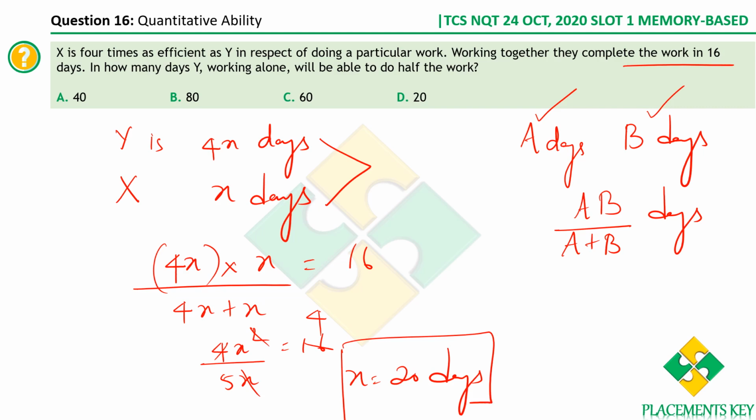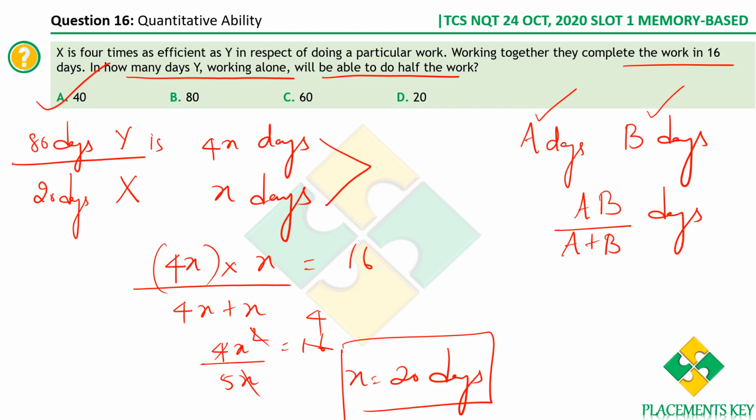What does that mean? X alone takes 20 days to finish the task, whereas Y alone takes 4 into x, that is 20 into 4, that is 80 days working alone. Now read the question carefully. In how many days will Y working alone be able to do half the work? It's not the total work, it's only half the work. Total work he'll do in 80 days, but half the work is half of 80, that is 40 days. So option A is the answer.